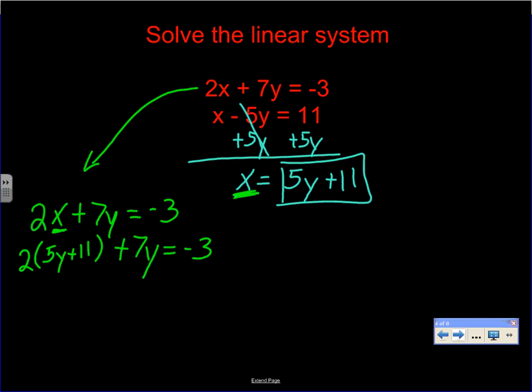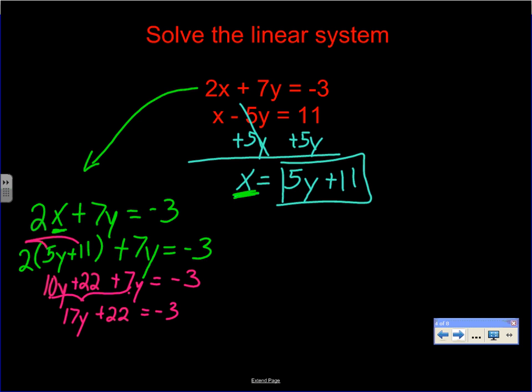And now we can solve for y because now we have y as the only variable in the equation. Let's work the distributive property here. 2 times 5y is 10y. 2 times 11 is positive 22. And we drop down everything else. Let's combine like terms. 10y and 7y, 10 plus 7 will give us 17y, plus 22 is equal to negative 3.